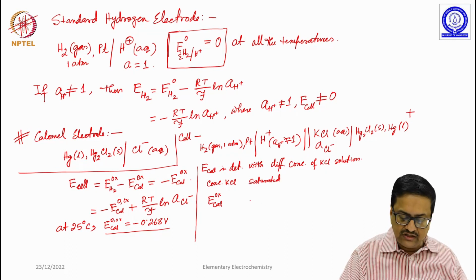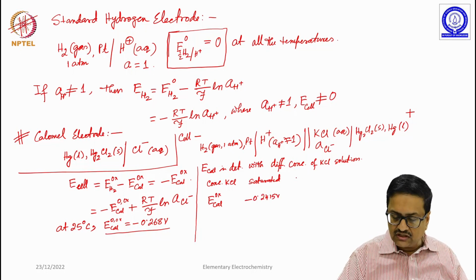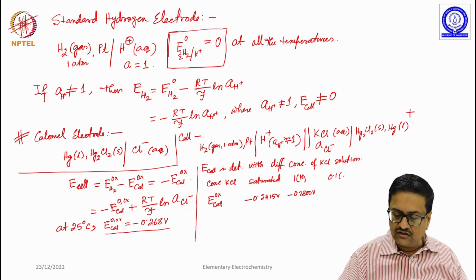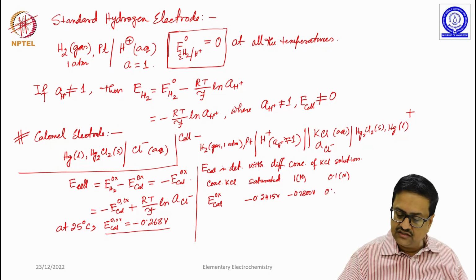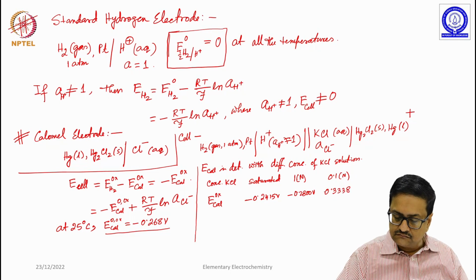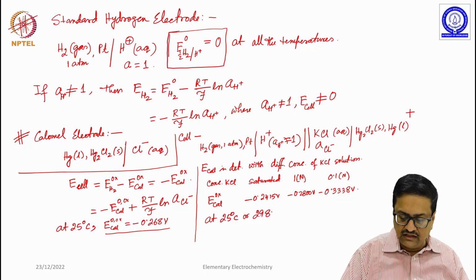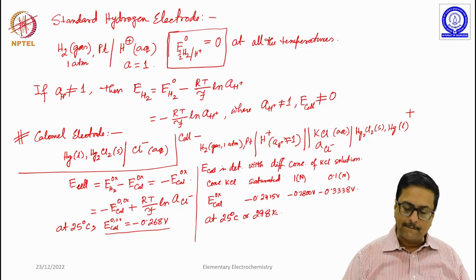This value was found to be minus 0.2415 volt. For one normal KCl solution, it was found to be 0.2800, and for 0.1 normal KCl, it was found to be 0.3338 minus volt. All were done at 25 degree centigrade or 298 Kelvin temperature, right.